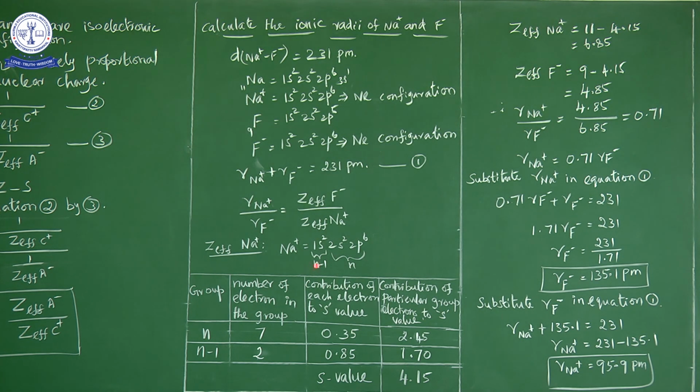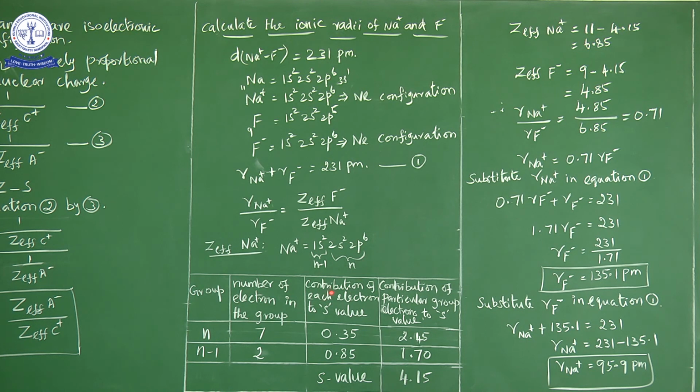But the next penultimate shell is n minus 1. The group n has 8 electrons. So n is the second main energy level, the outermost shell. The total electrons present are 8, and one is assumed for calculating the effective nuclear charge. So among the 8 electrons, one is taken to calculate the effective nuclear charge. Then how many remaining electrons are there? 7 electrons are present in the nth orbit. So the number of electrons in group n is 7.